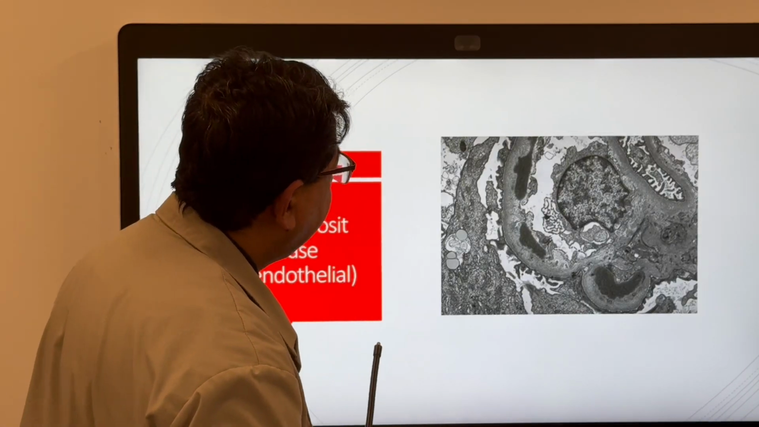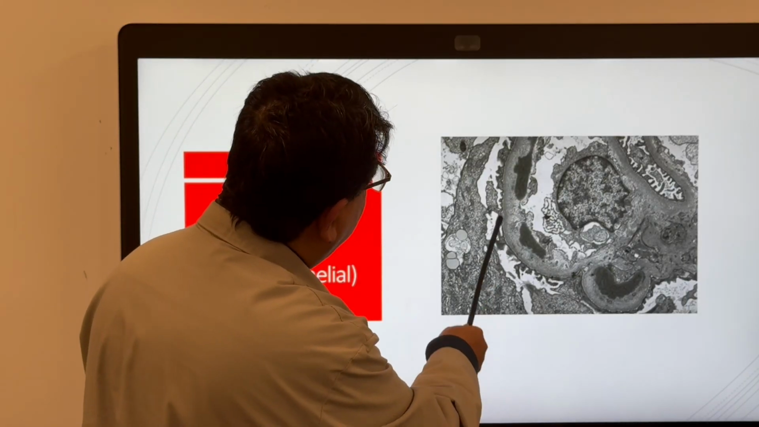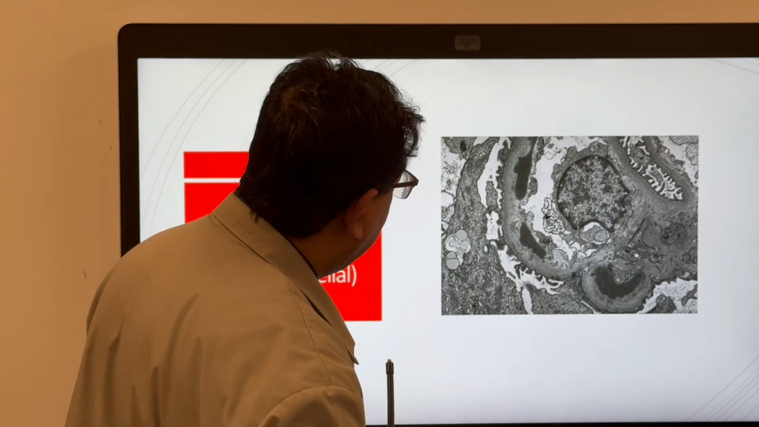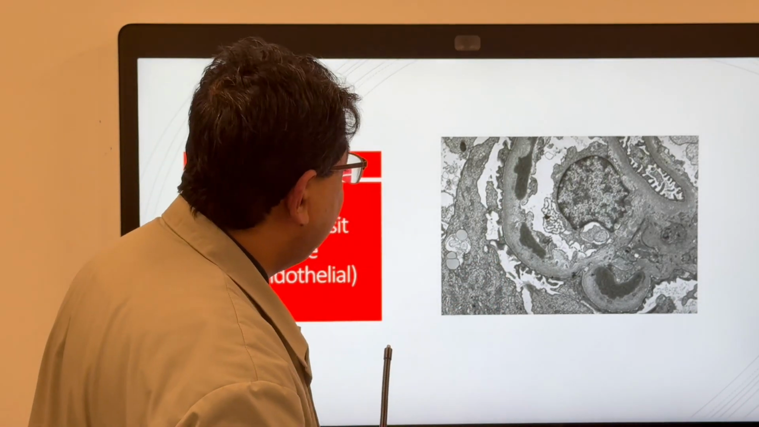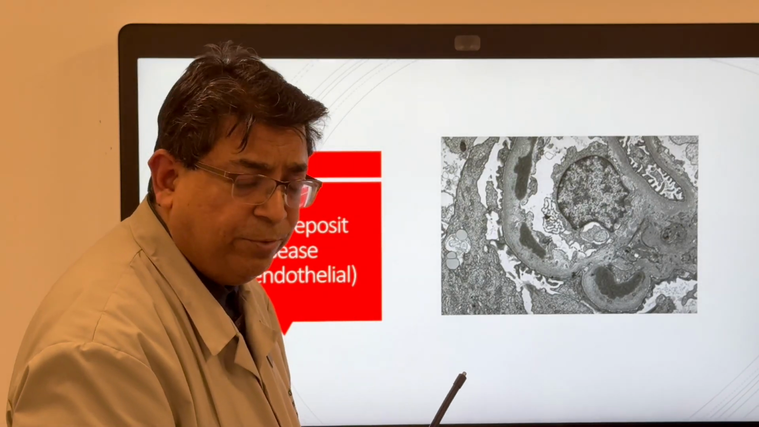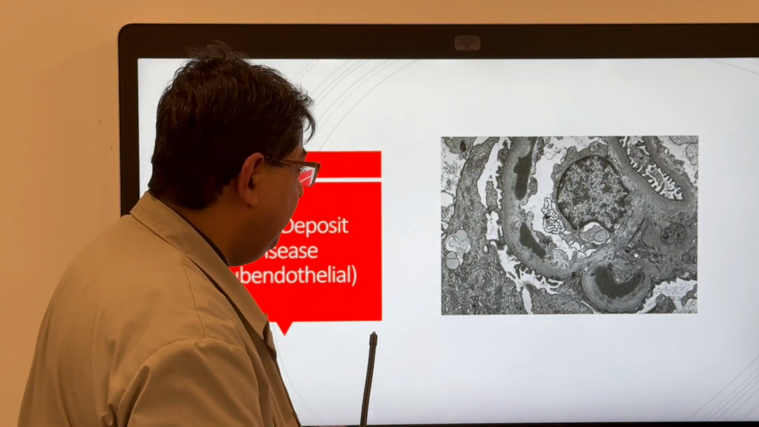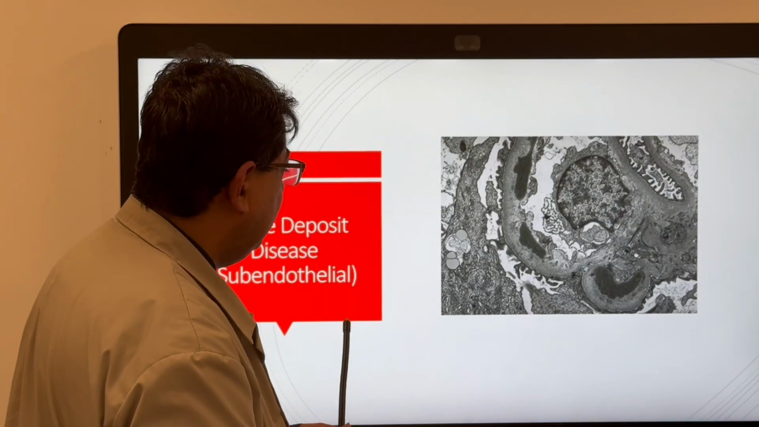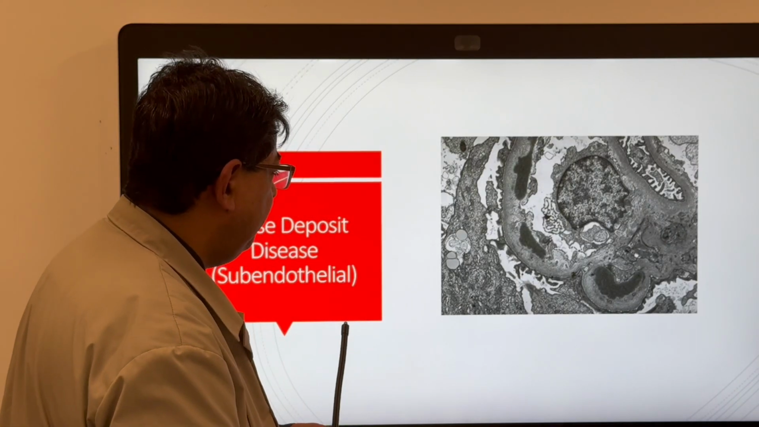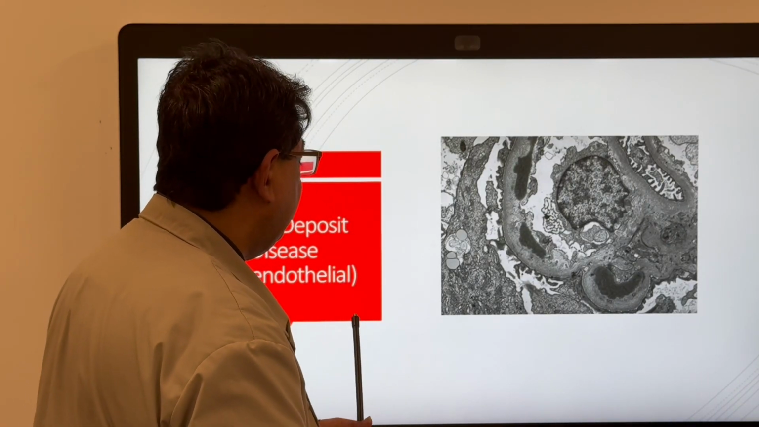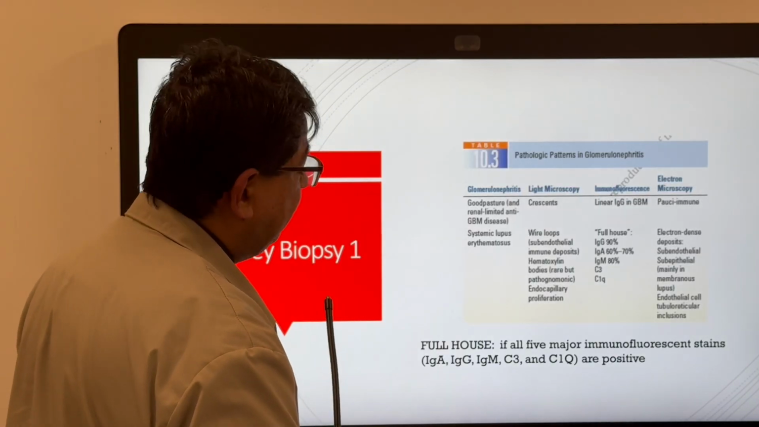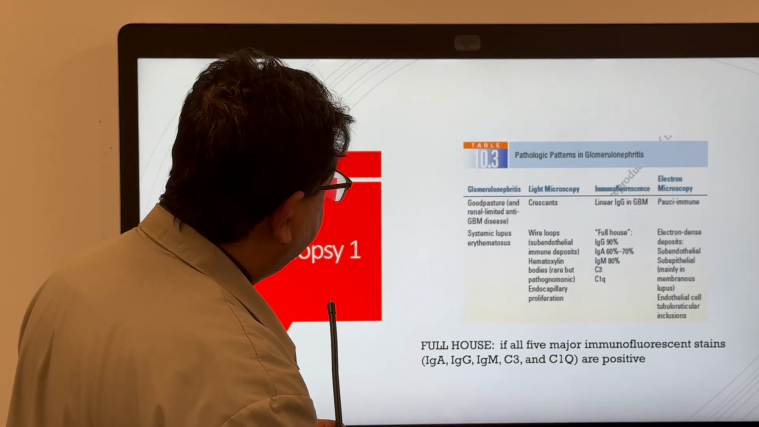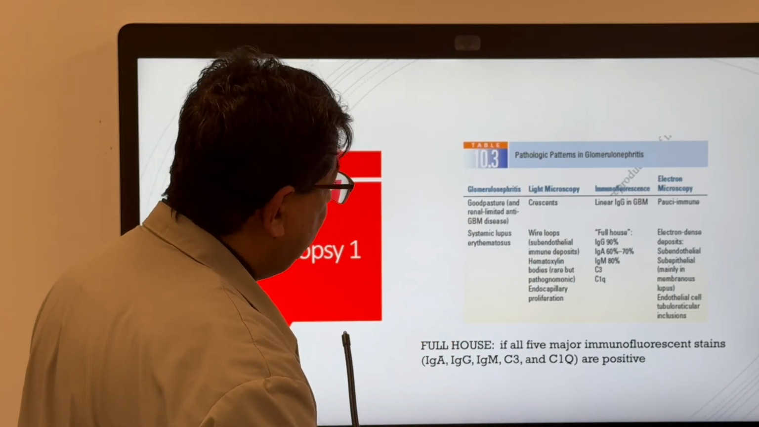Next slide. Here you can see the podocytes over here, and this is subendothelial. So these are subendothelial humps. Subepithelial humps are mainly classic for only a few things, like membranous nephropathy. Subendothelial immune complexes can be seen in many things, typically lupus and many other processes. You will see subendothelial immune complexes. These are just patterns that you should keep in mind.